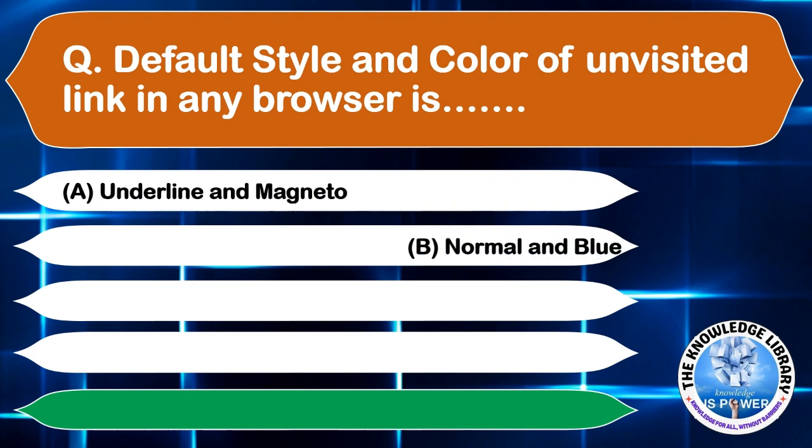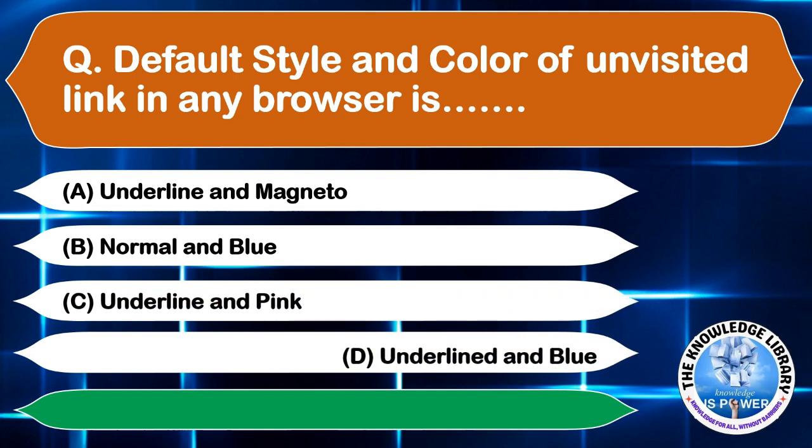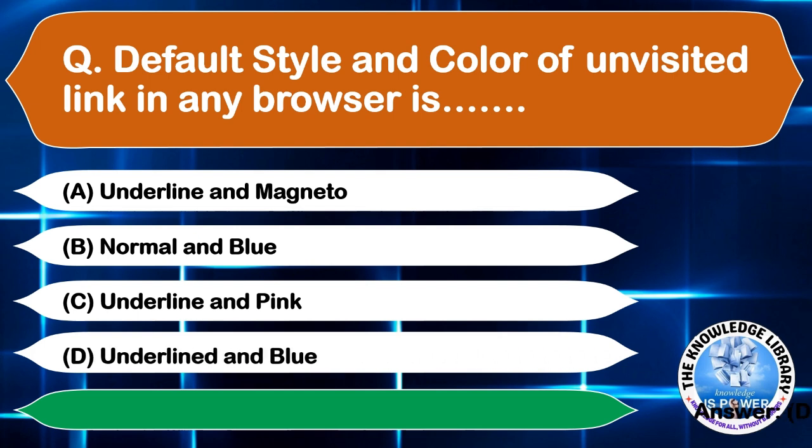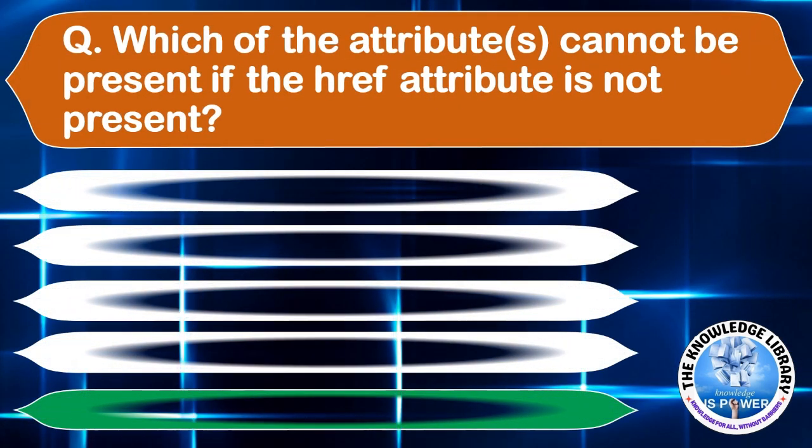The next question is, default style and color of unvisited link in any browser is option A, underline and magenta. Option B, normal and blue. Option C, underline and pink. Option D, underlined and blue. The correct answer is option D, underlined and blue.